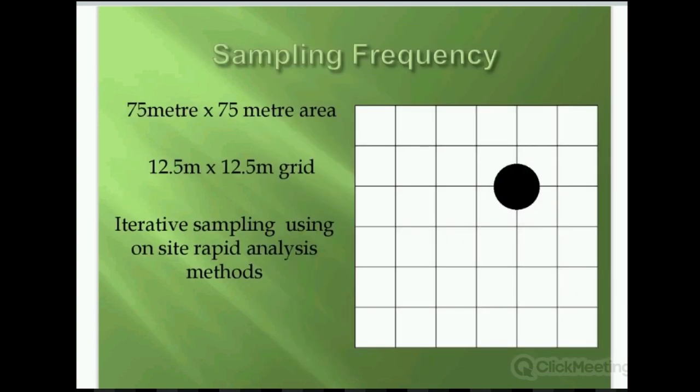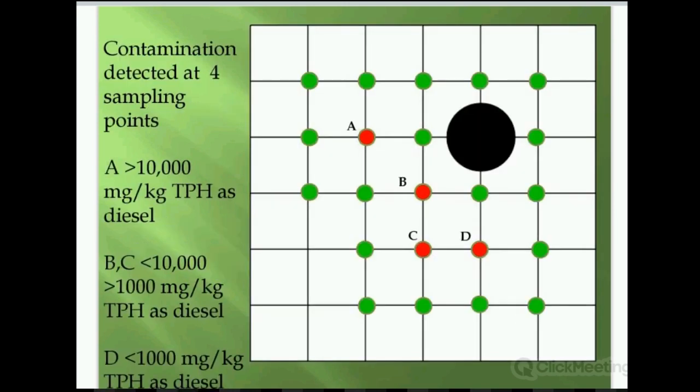Here, same site, but now it's a 12.5 meter grid, so you only just halve the grid size. And you use iterative sampling using the on-site methods. Unfortunately, because of the way this presentation works, you can't see the progress, but basically you've now identified four hotspots, and you've worked in real time around each hotspot until you find where there's no contamination. So now we have A, B, C, and D. A, as before, above 10,000. B and C, between 1,000 and 10,000, and D, below 1,000.